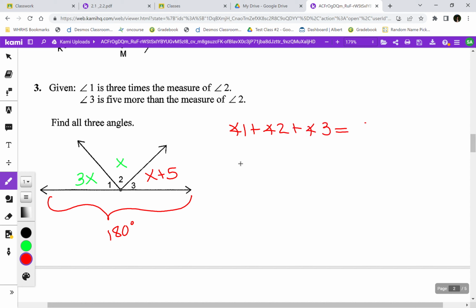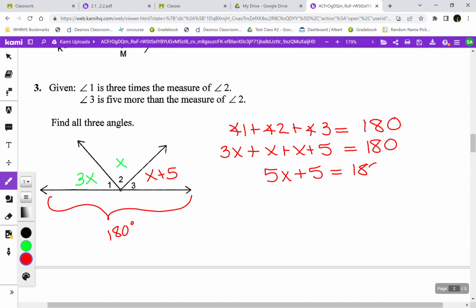So it equals 180. Angle 1 plus angle 2 plus angle 3, they all have that same vertex, right? They all have that same point in the middle. So now we're going to say 3x plus x plus 5 equals 180. So we have 5x plus 5 equals 180, we have 5x equals 175. So x will equal 35.